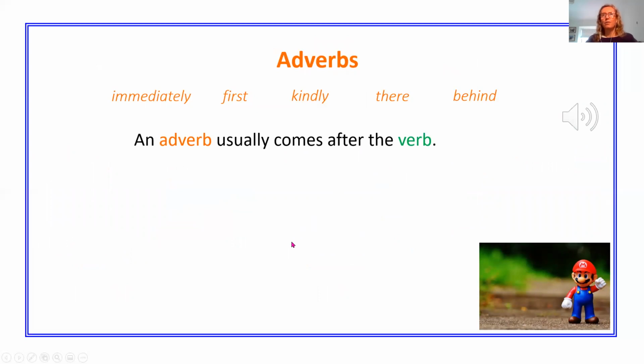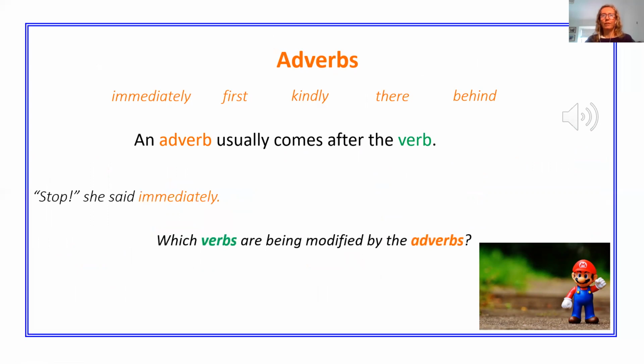So here we have some adverbs: immediately, firstly, first, kindly, there, behind. And you can see adverbs usually come after the verb. And they tell us more about the verb. So here, "Stop," she said immediately. So immediately is the adverb. He spoke as kindly as he could. Kindly is the adverb. It tells us how he spoke.